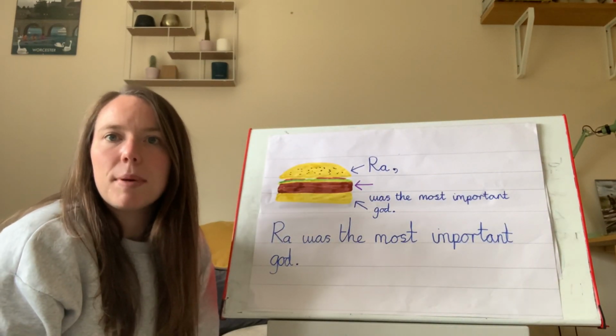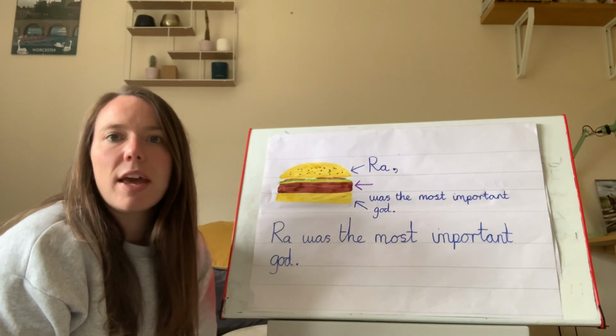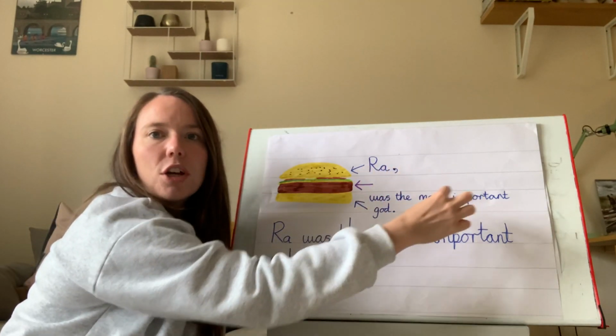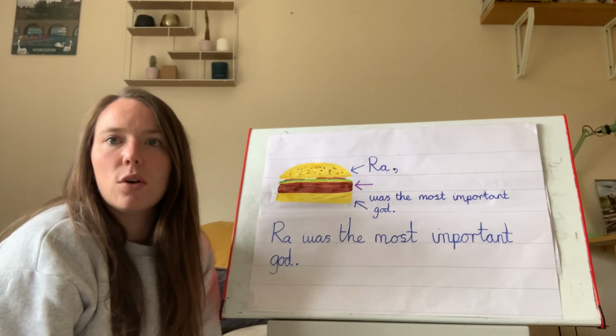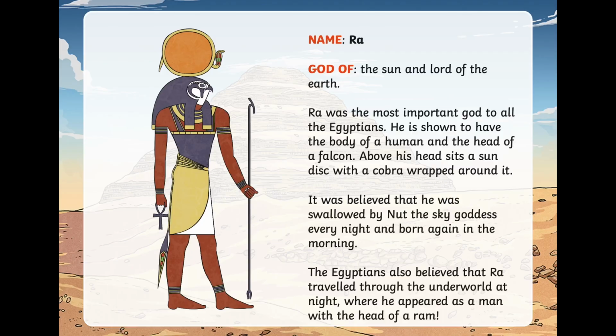Now I'm going to read you a piece of text about the god Ra. I'm then going to add in extra information about the god Ra as a relative clause to the middle of the main clause. Name Ra, god of the sun and lord of the earth.